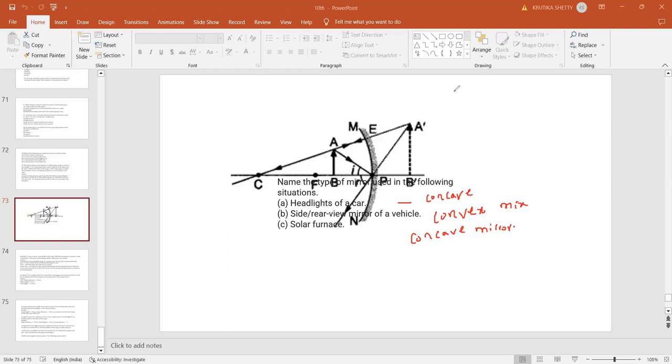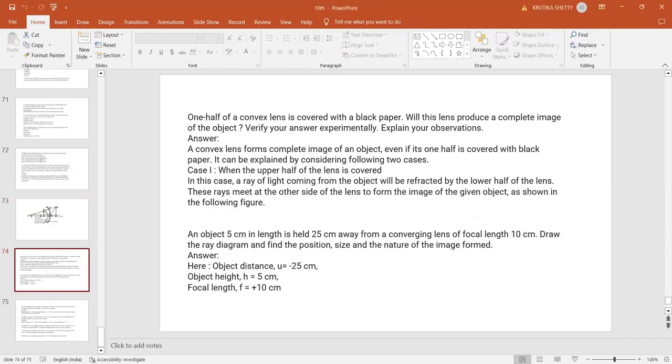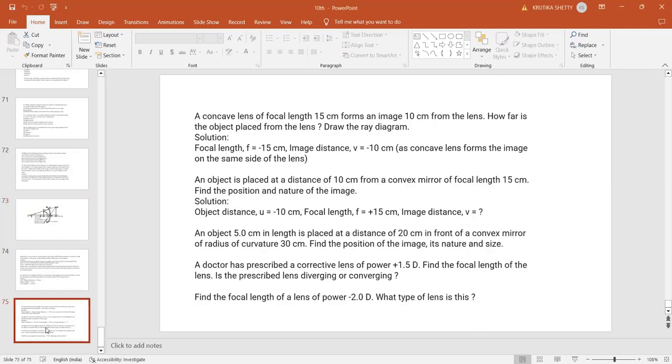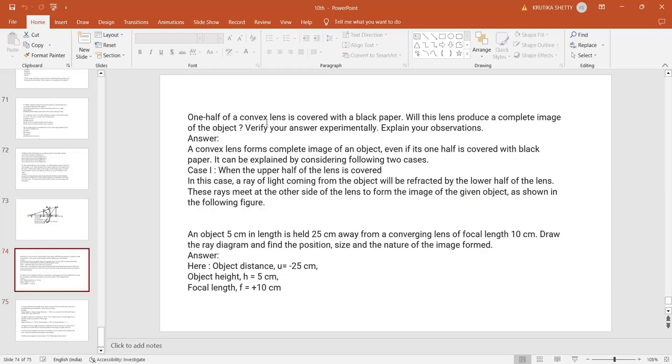We will complete the questions whatever we have so that next class electricity we can start. Yes, I hope you have copied down this, the next slide and the next question. Okay, the next question. One half of convex lens is covered with a black paper. Will this lens produce a complete image of the object? Verify your answer.